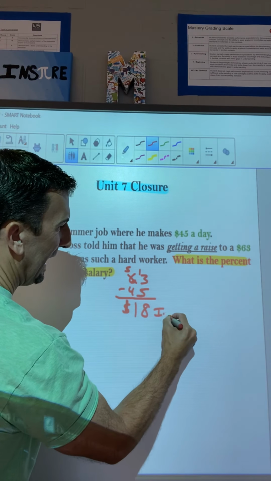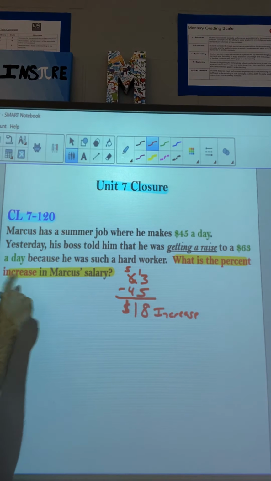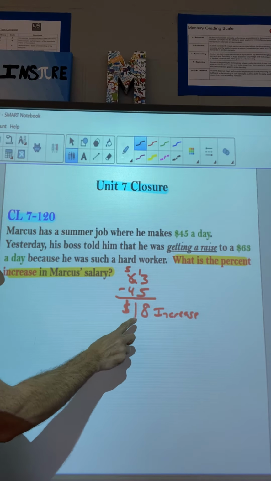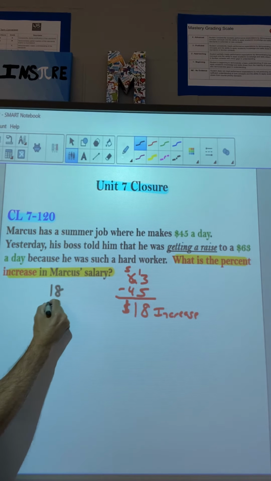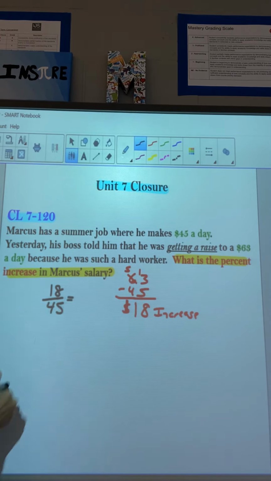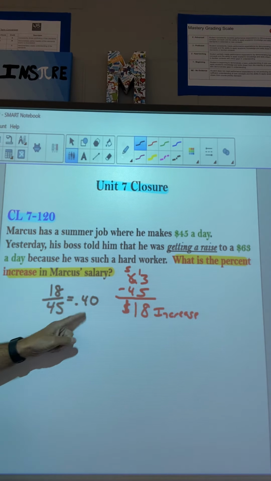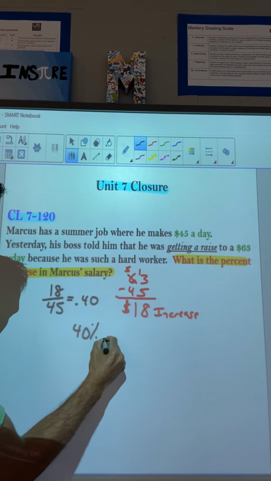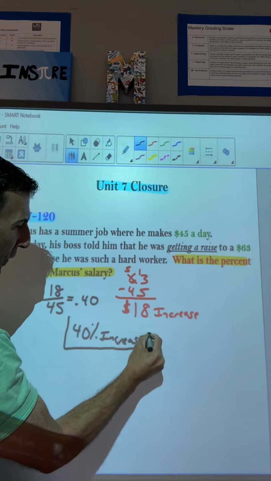So we have an $18 increase. But that's not what they wanted. They want the percent of the increase. So our job is to take the increase and divide it by the original, which was $45. So we take 18, divide it by 45. You can get on your calculator if you like, and you're going to come up with a decimal, which is 0.40. Now change that to a percent. So he got a 40% increase.